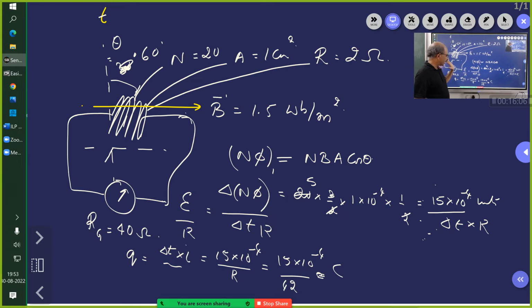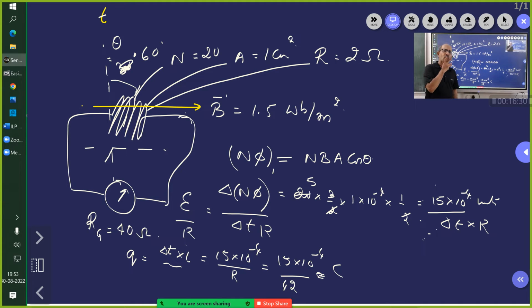Once I put delta T, I get the EMF induced. They have given the resistance, so I get the current. Then the moment I get the current, they want the charge. So this delta T, which was created by us as an auxiliary variable, I put it here again. So this is how you have to approach the problem.